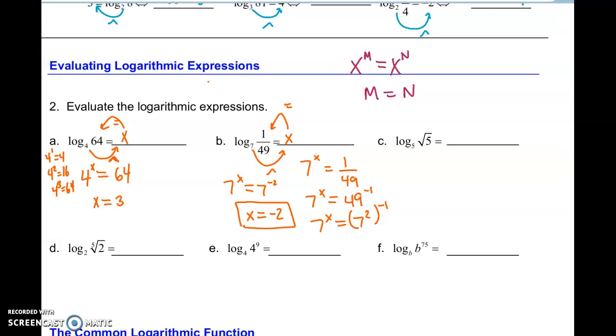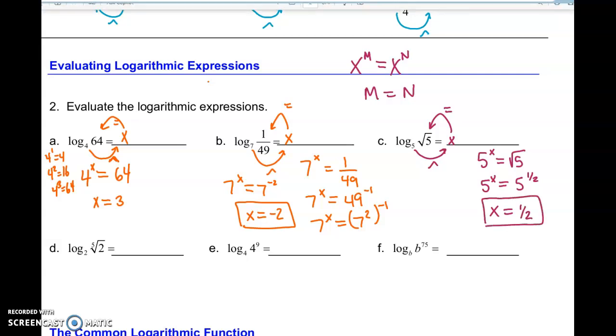The next one here, 5 raised to something is equal to the square root of 5. So 5 to the x power is equal to the square root of 5. Well, I can rewrite this base. The square root is the same as the rational exponent 1/2. So here I get 1/2 as my answer.